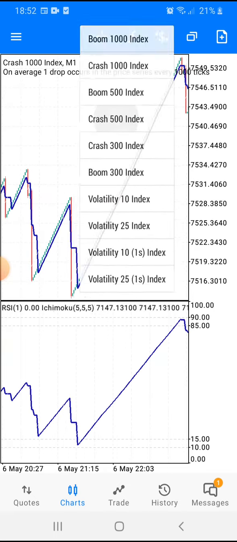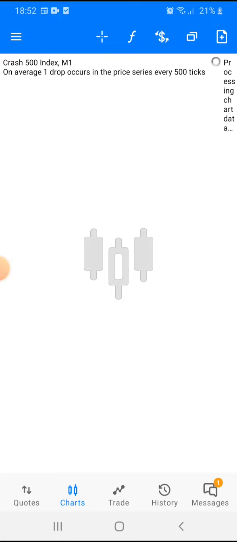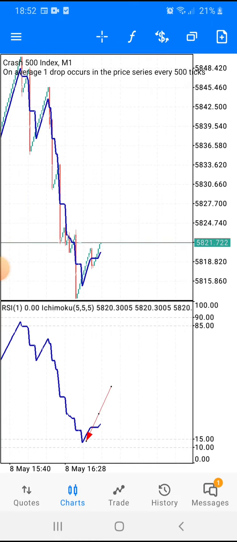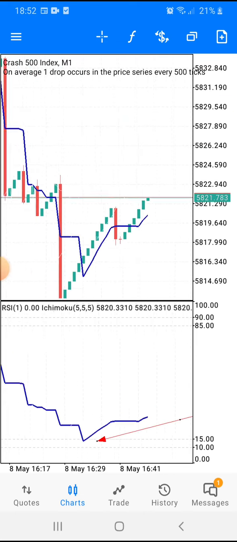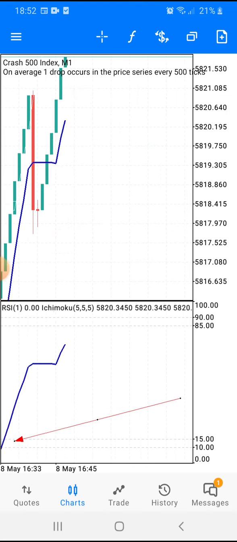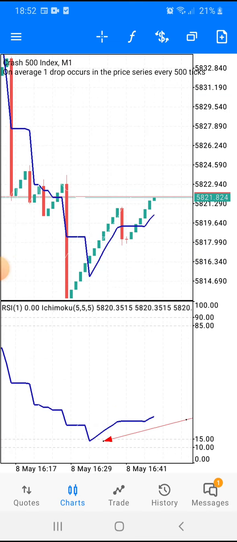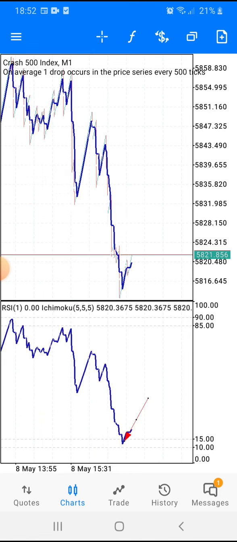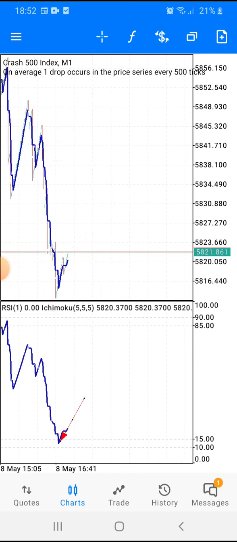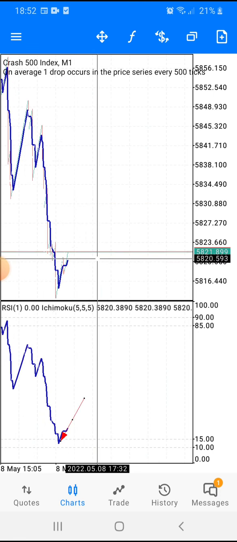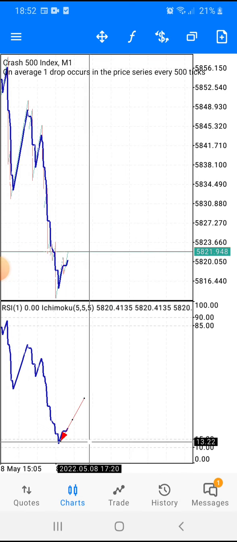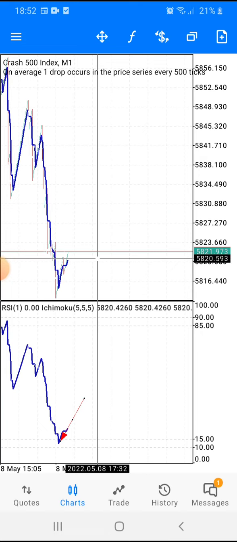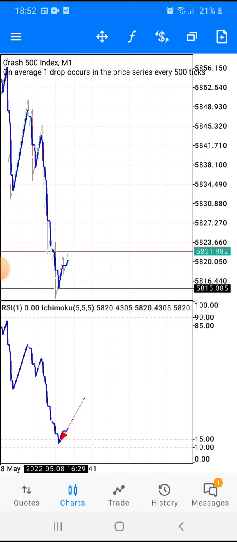Let's look for an example in Crash 500. So in Crash 500, here we have an example. Let's look at this example. Okay, here if you zoom in, you can see that the Ichimoku was between level 10, and this is the level that I'm talking about, level 10 and level 15. And here on the main chart we have a crossing again.